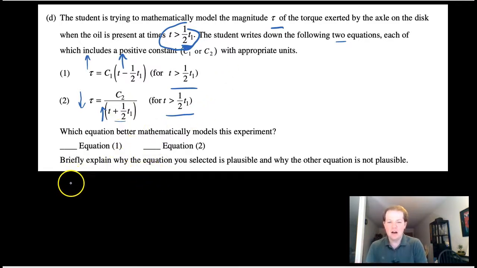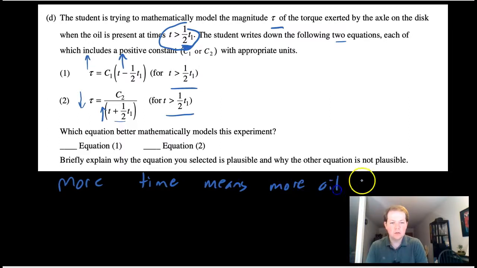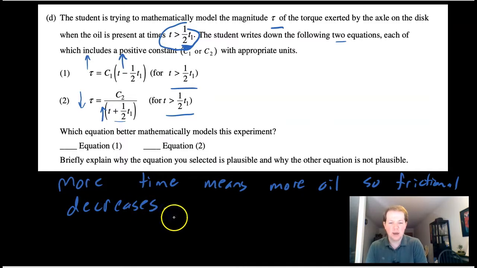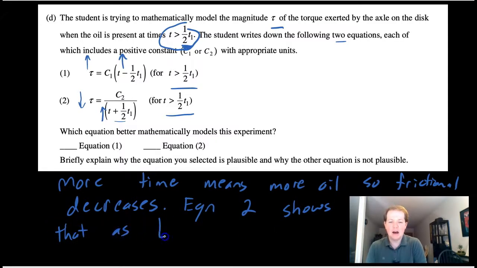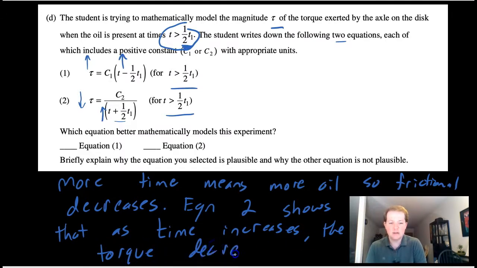More time means more oil, so frictional torque decreases. That's what should be happening. Okay, equation 2 shows that as time increases, the torque decreases, which matches. There's my 2 sentences.